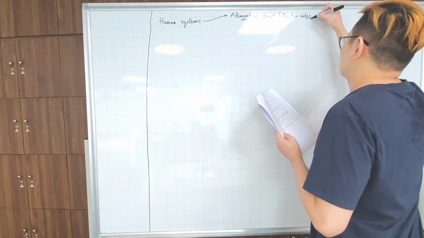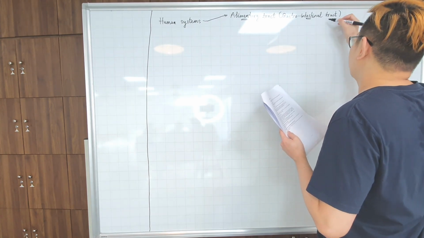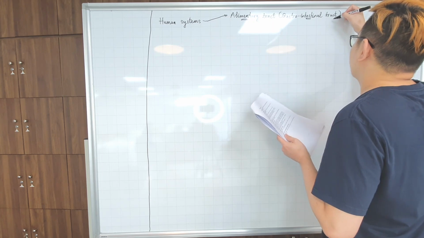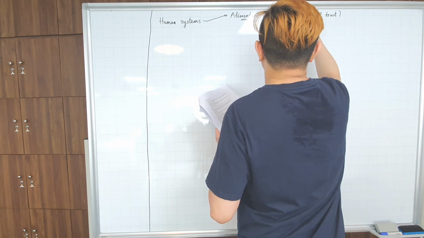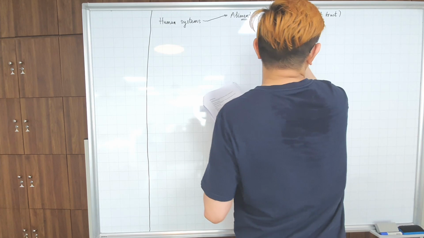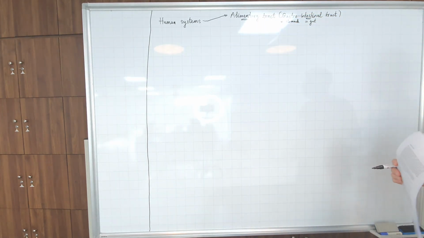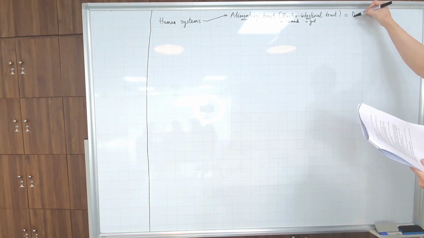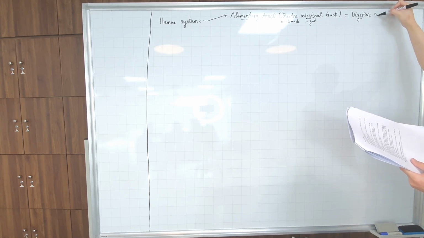Gastrointestinal tract. Tract is the road, the tube. Gastro means stomach, intestine means the gut. It's the alimentary tract. We also call this the digestive system.